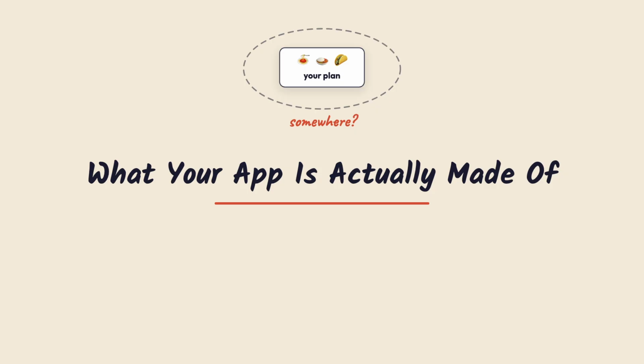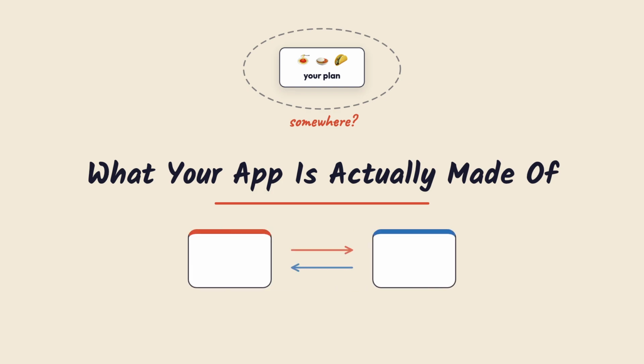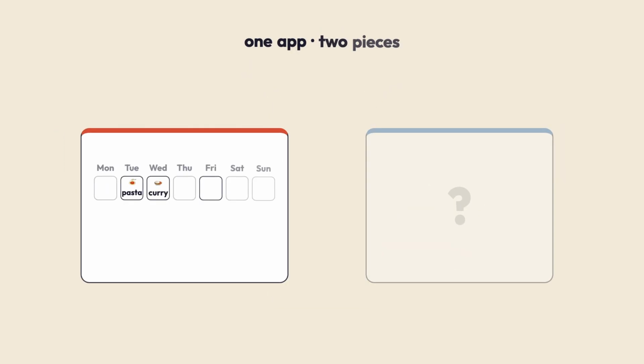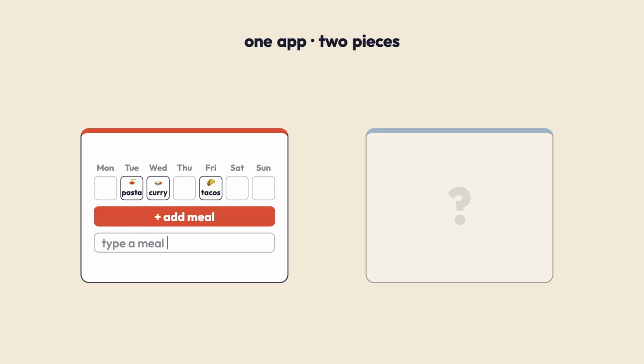We're not building anything today. The goal is to understand how apps are structured, because once you see the structure, building becomes much easier to follow. An app is made of two pieces, even though it feels like one. The first piece is what you see: the week view, the buttons, the box where you type in a meal. This gets drawn on your screen, so it runs on your device.